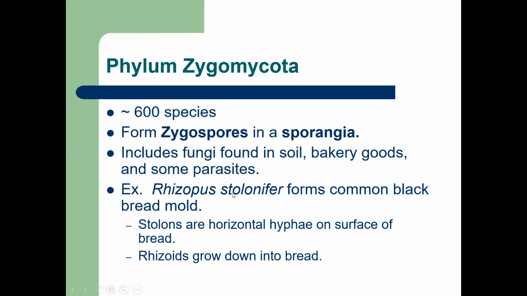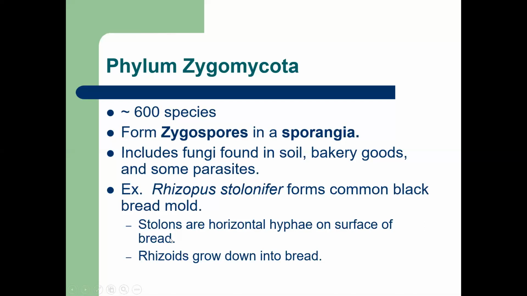It's named that because the stolonifer, because it produces stolons. Stolons are horizontal hyphae that will grow on the surface of the bread. Since we're talking about bread, here's a specific example. And rhizoids grow down into the bread. These two terms are very similar to some plant terms that you're going to learn later when we get to the plant kingdom and talk about plant stems and roots and how they grow. Okay. Along the ground, under the ground, along those lines.